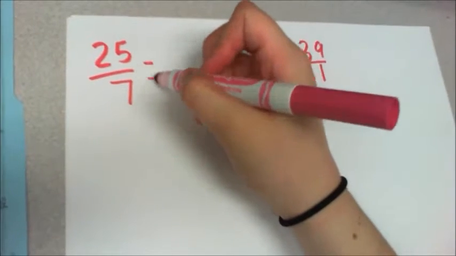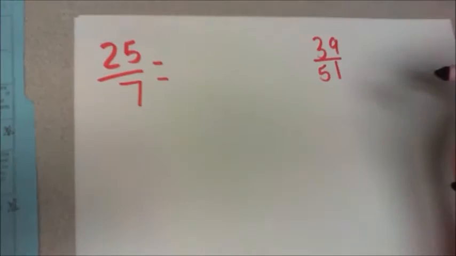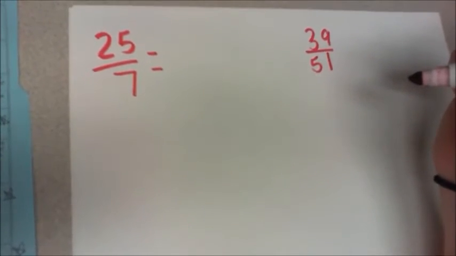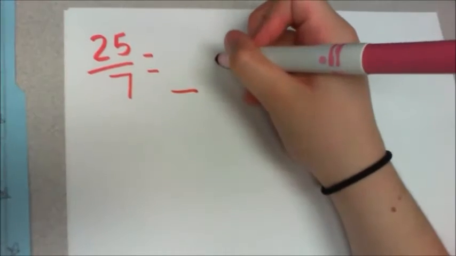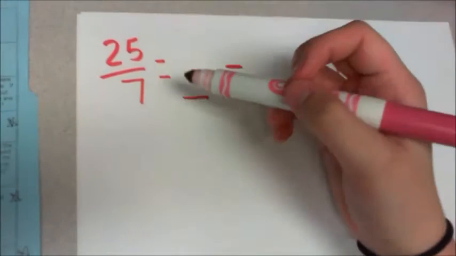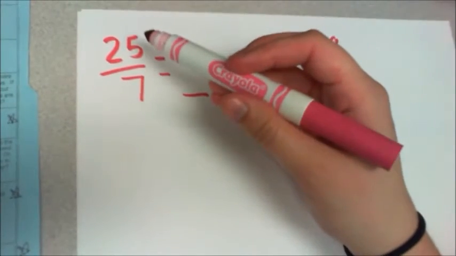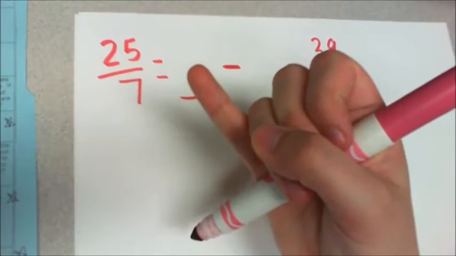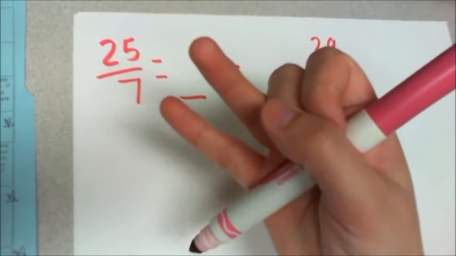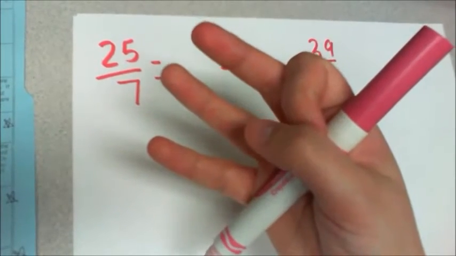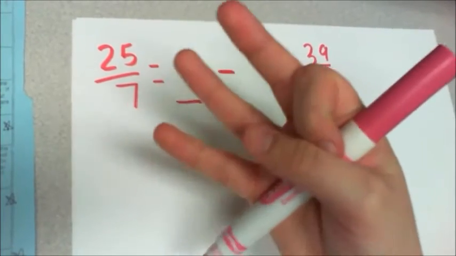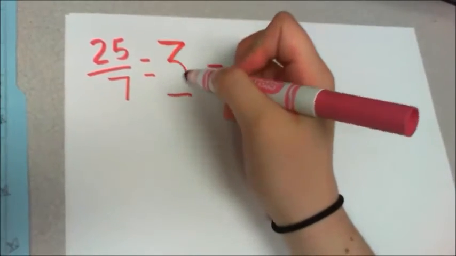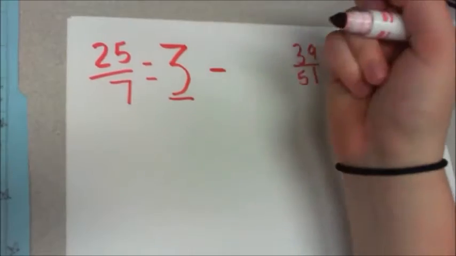First things first, let's take a look at this 25 over 7. This is an improper fraction, which means we're going to be turning this into a mixed number, which means one big number on the outside and a fraction. How many times can 7 go into 25? 7 times 1 is 7, 7 times 2 is 14, 7 times 3 is 21, 7 times 4 is 28. So 4 is too big, so it goes into it 3 times. So that's going to be our large number on the outside of the fraction.